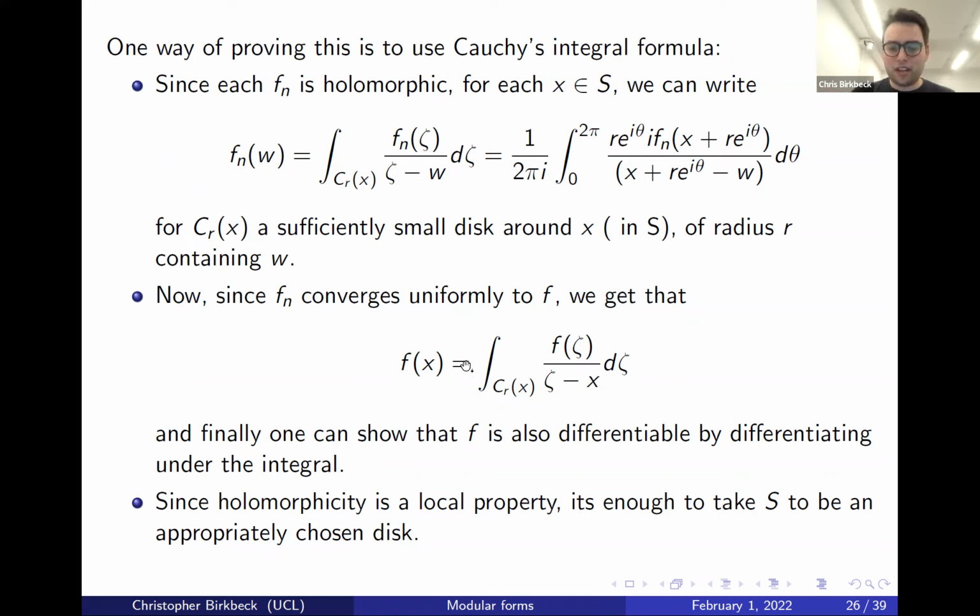And then once you know that your limit function looks like the function defined by an integral, you just check that this function is differentiable by basically differentiating under the integral, which is another thing you need to prove. And so the Cauchy integral formula was a big thing we needed for this.